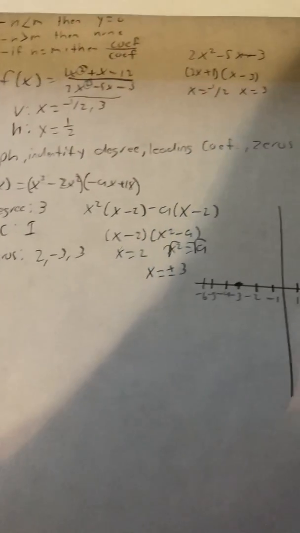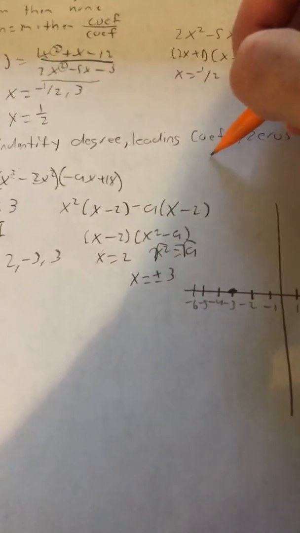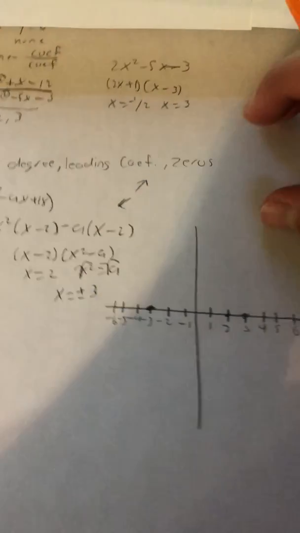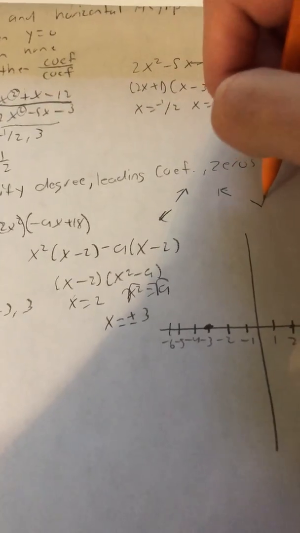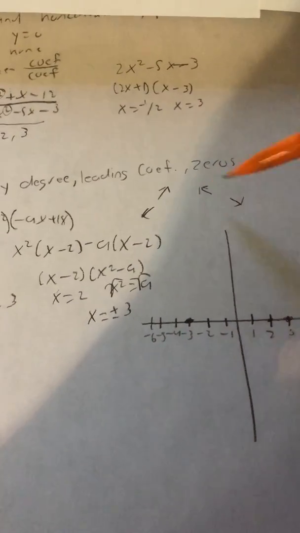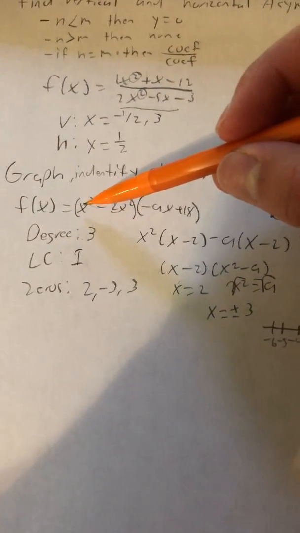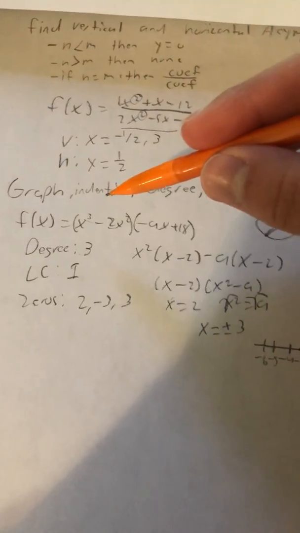Now you want to pay attention to the degree, and it tells us what the graph would look like. If the degree is an odd number, then it's going to either start at negative infinity and end at positive infinity, or it's going to start at positive infinity and end at negative infinity. In this situation, the leading coefficient is not a negative, it's a positive number, so it's going to look like this. It would be flipped if it was a negative in front.